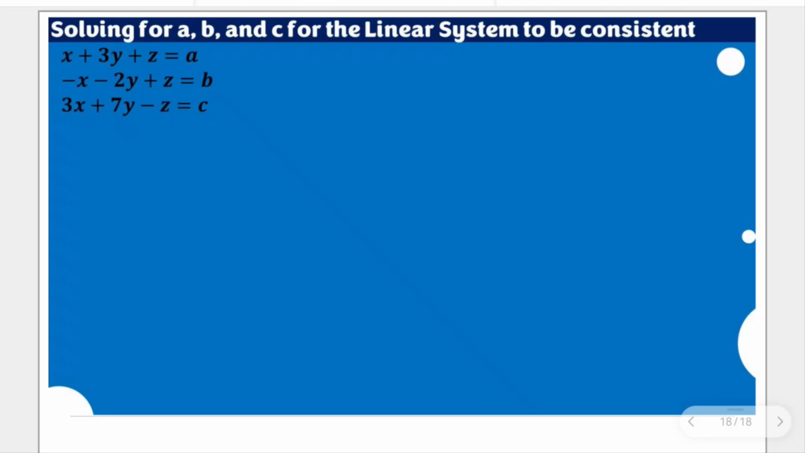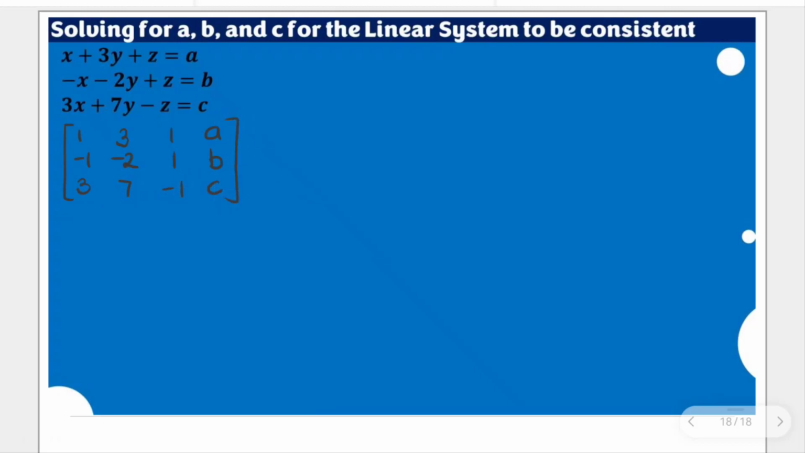In order for us to do this, let us try to come up with the row echelon form of the augmented matrix of this given linear system. And let's try to see what should be the correct representation for A, B, and C for this linear system to be consistent. Let's consider this augmented matrix of the given system. 1, 3, 1, A. We will just use A because A is a constant, not a variable here. Then negative 1, negative 2, 1, B. And 3, 7, negative 1, and then C.